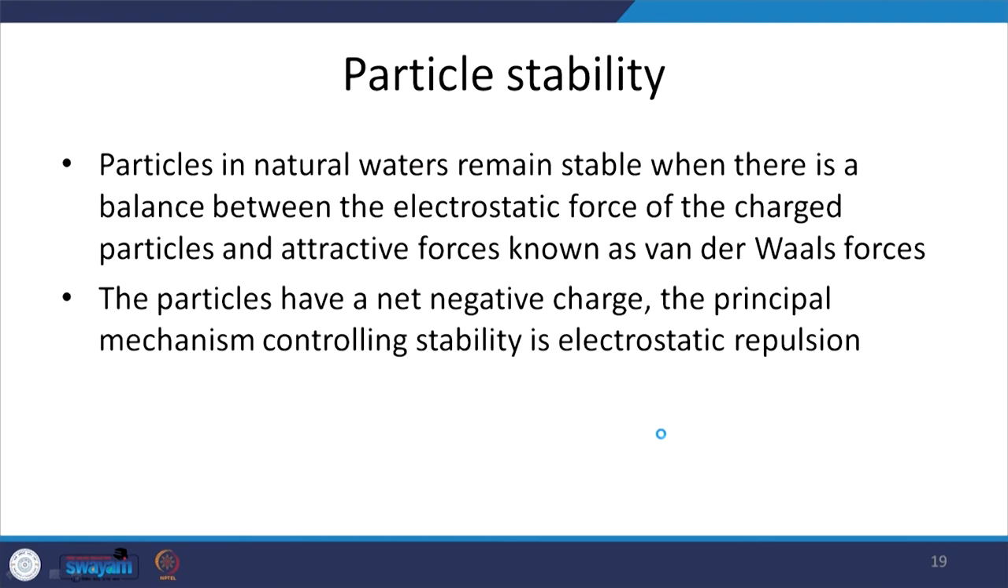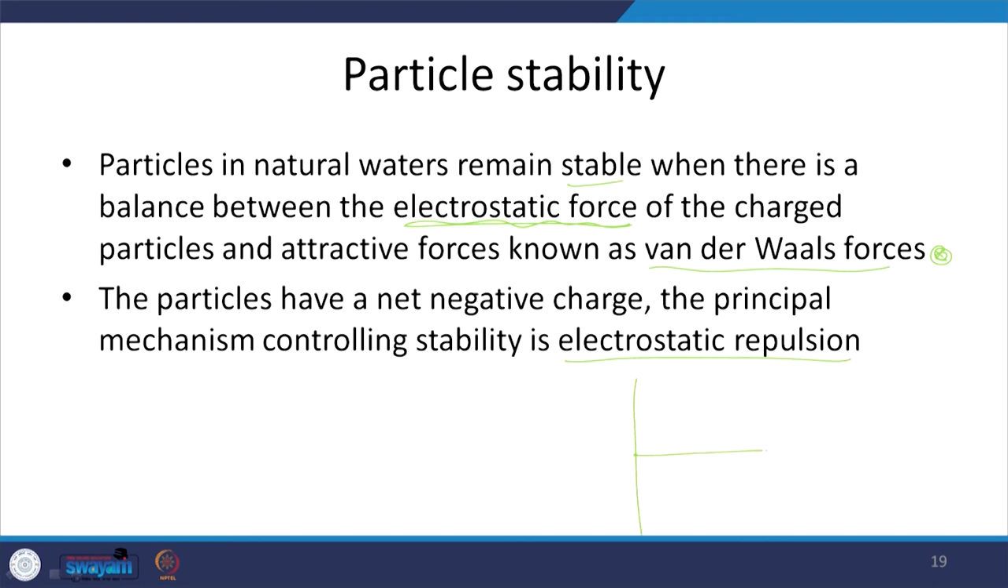So, particle stability. Particles in water are stable because there is a balance. Why is that? We have two forces. One is the electrostatic force of repulsion, and the other is the attractive force, which is the van der Waals force of attraction. We can't do much about this one, and it is obviously something we want in this context, but we can do something about the electrostatic force of repulsion. Again, for particles with negative charge, the mechanism controlling stability, as I just mentioned, is the electrostatic repulsion.